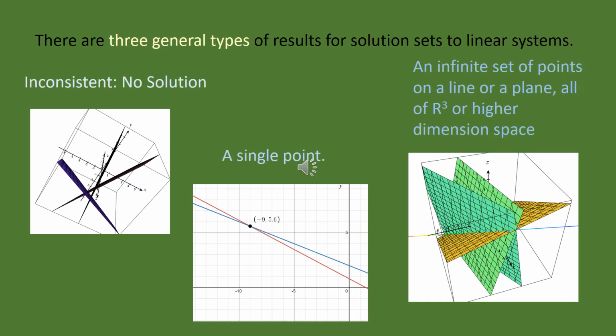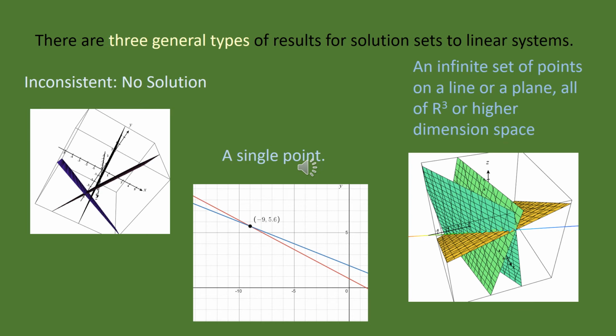There are many things that are special about linear systems compared to systems in general. One is that there are three general types of results for solution sets. If the solution set is empty, then the system is inconsistent. There's no solution. Or there might be a single point. All the graphs intersect in a single point. Or you might have infinitely many points, and those infinitely many points lie on some graph, which could be a line or a plane, or it could be all of three-dimensional space or a higher dimension space.